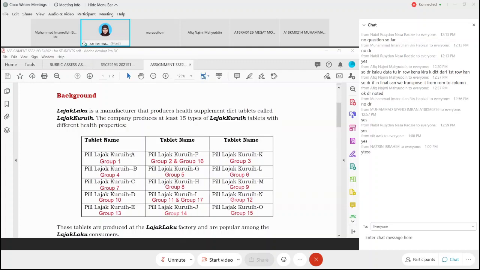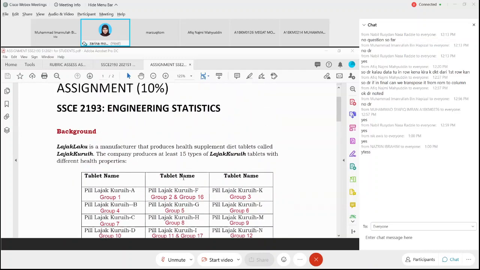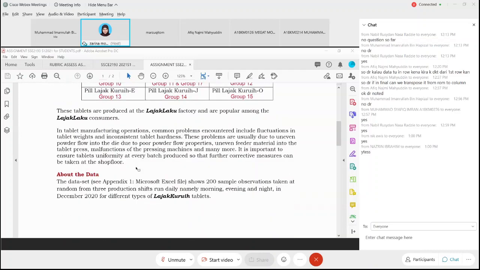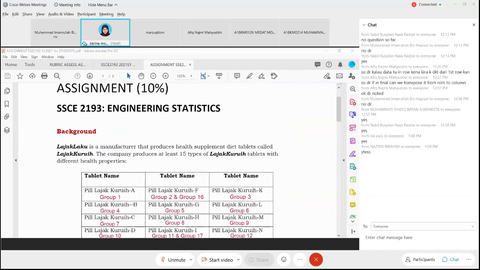For example, data pil lajak kuruh tablet A should be for group 1 and so on until group 15, and then group 16 uses F and group 17 uses I. Here you will use the data. You have this lajak laku manufacturer which produces the tablet called lajak kuruh. Lajak kuruh ni orang Perlis ke.